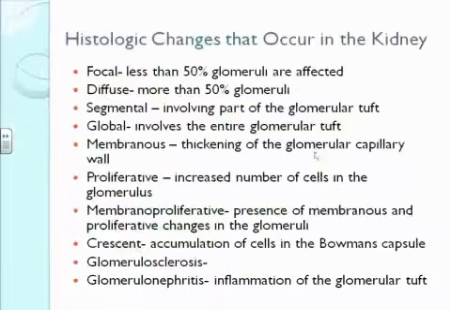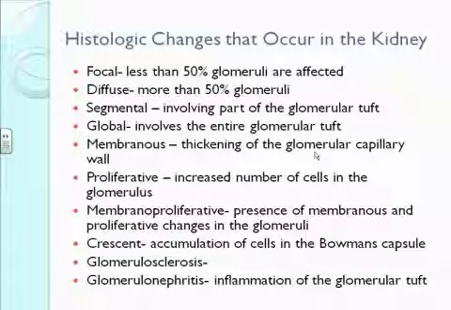What they'll tell you is, well, it's focal, okay? What focal basically means is that 50% of the glomeruli are attacked by it. If it's more diffuse, it tells you that the whole glomeruli is being attacked by the disease process. If it's segmental, it's small parts of it. If it's global, it means the entire glomerular tuft is attacked. If it's membranous, it means that it's thickening the glomerulocapillary wall.